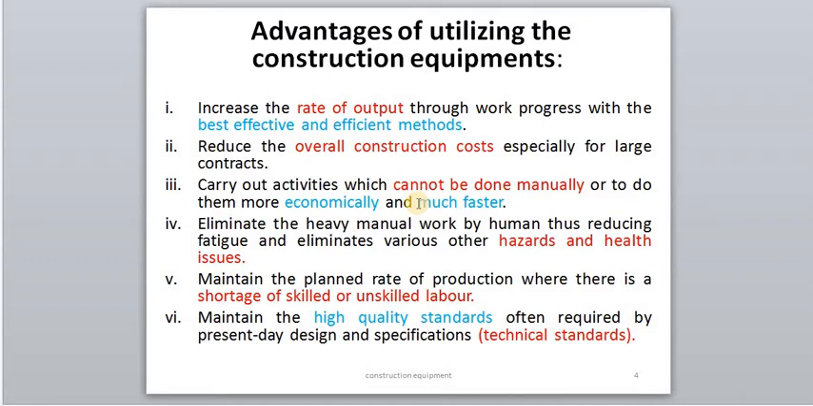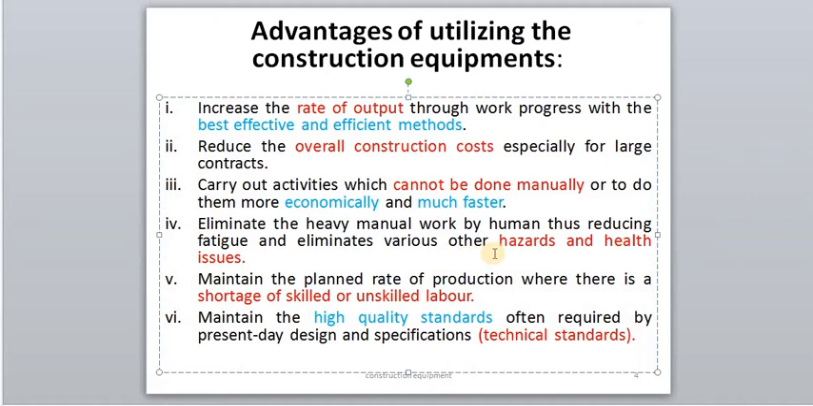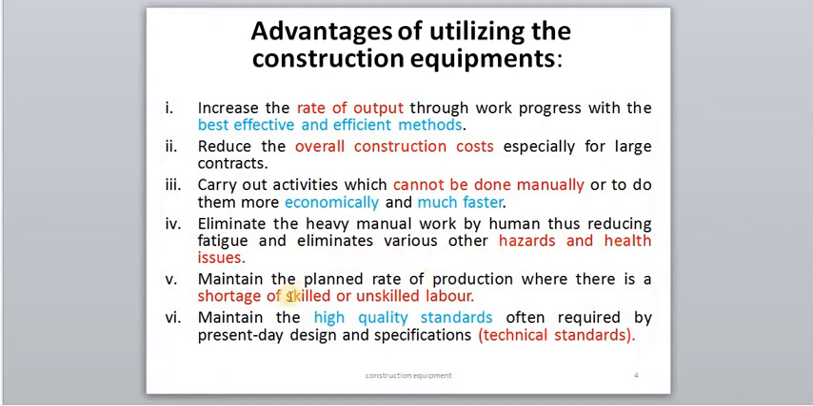What is next? Fourth point: it eliminates heavy manual work by humans, thus reducing fatigue. There may be some incidents caused on sites when a larger number of laborers are required, or when there is a tedious job on the site. At that time, there may be fatigue or other consequences related to the manpower on the sites. By using these advanced equipments, we can reduce the fatigue caused to humans, as well as hazardous and health issues. What is next? Fifth point.